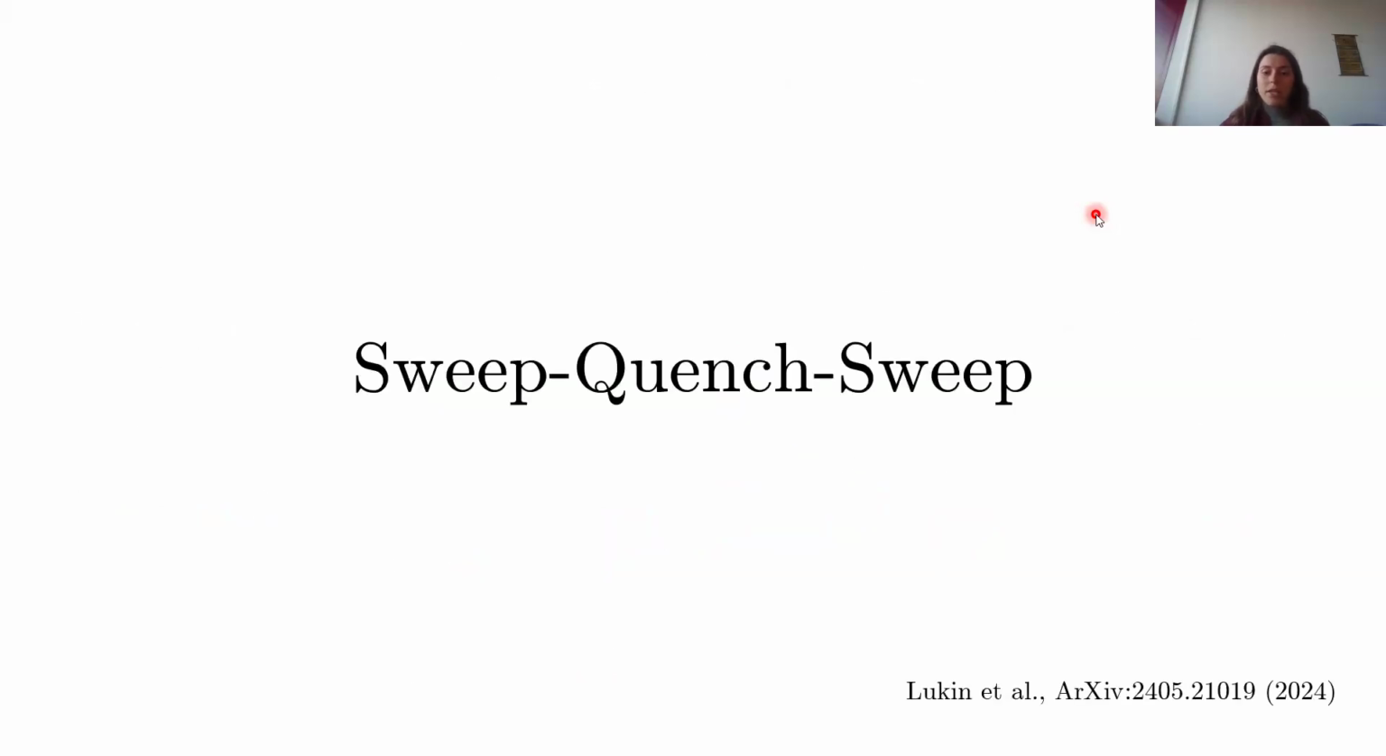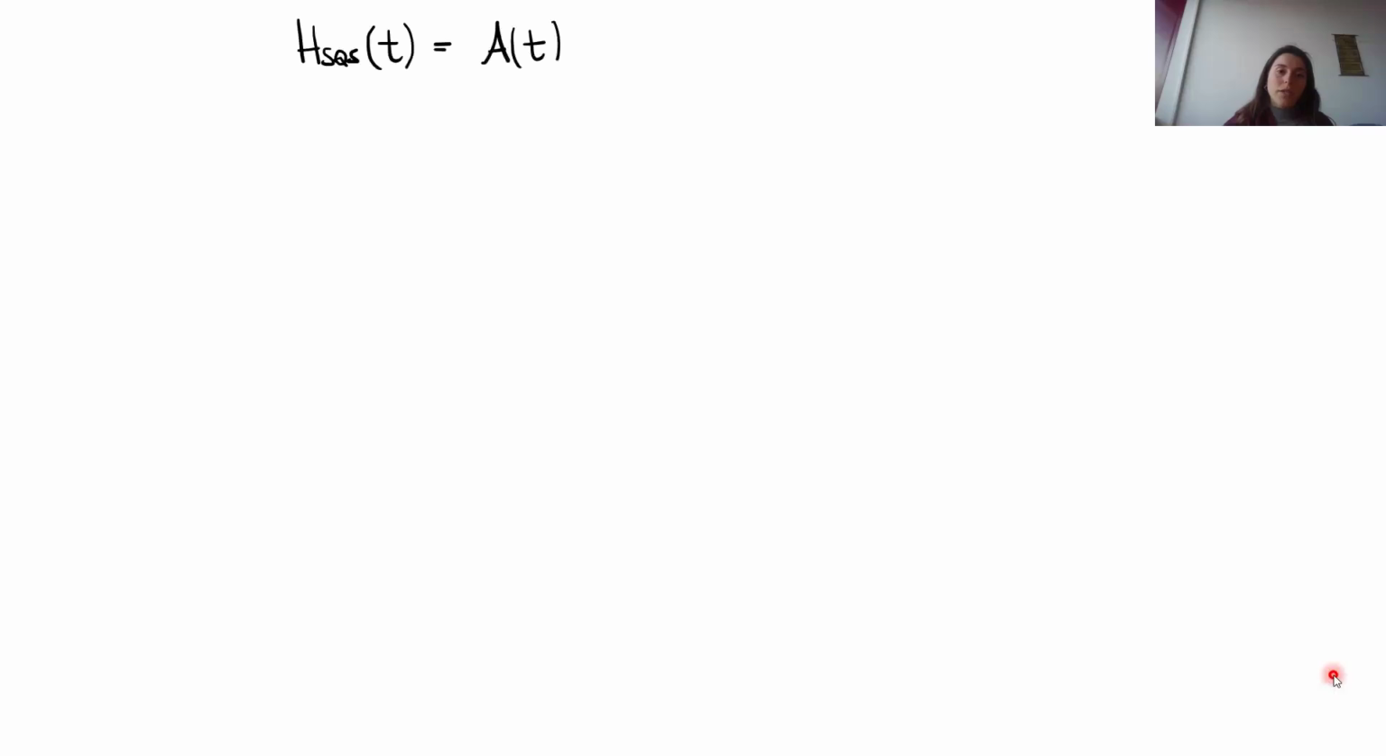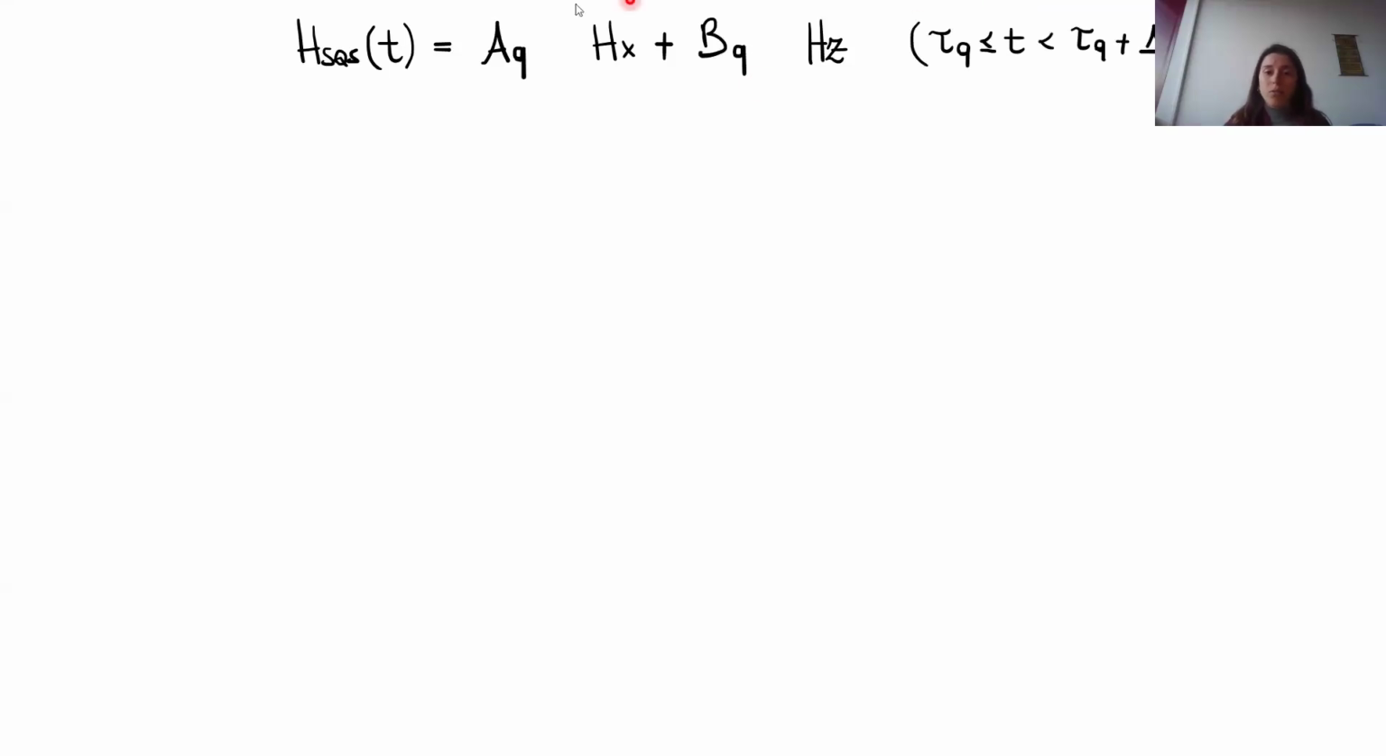In another proposal that has also been made in recent years, proposed by Looking at Ali in this paper of 2024, is the sweep-quench-sweep protocol. In this case, what we do is not adding an extra term in the instantaneous Hamiltonian, but a quench. So we let the system evolve normally, as a standard quantum annealing Hamiltonian, up to a time tau q, after which we drastically change the annealing schedules of the protocol, and we set them constantly equal to some values that we are referring to as AQ and BQ, up to a time that is equal to tau q plus delta t.